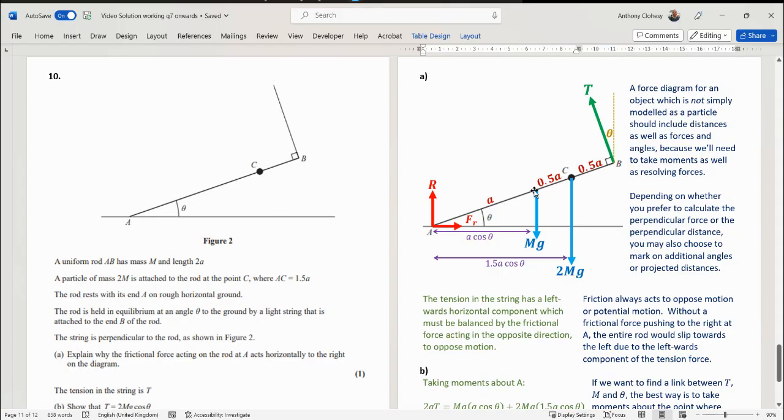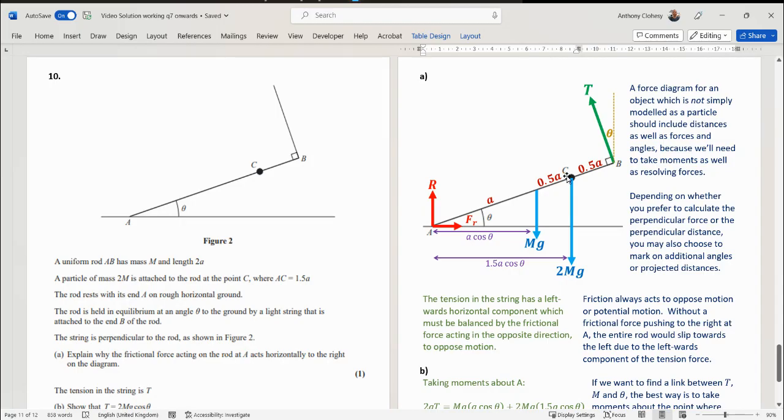It also tells us about a particle of mass 2m attached to the rod at the point C. So we've got a force of 2mg pulling down there. And they say that AC, the distance from A to C, is 1.5a. So we've got our extra 0.5a between this point and this point.